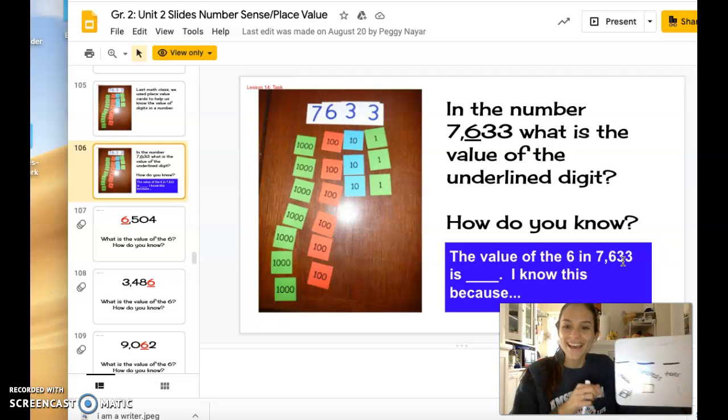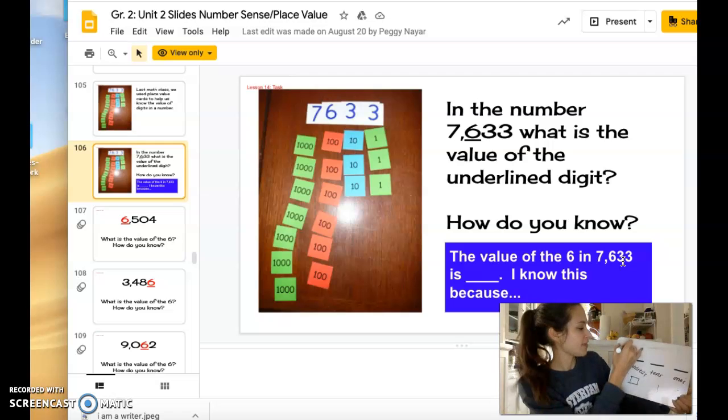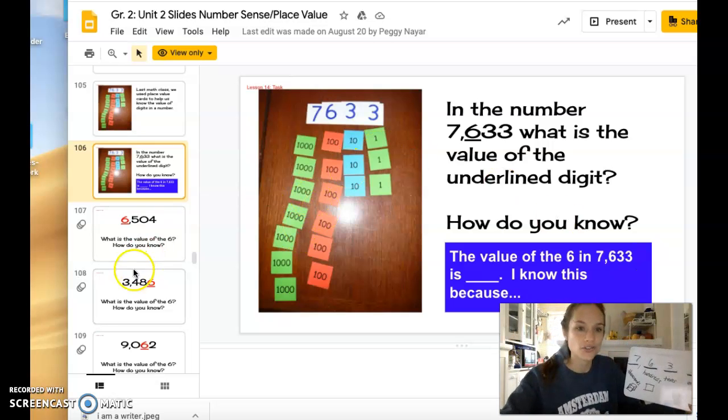All right, so we have our place values, and in the number 7,633, the 6 is in the hundreds place, so it's worth 600.